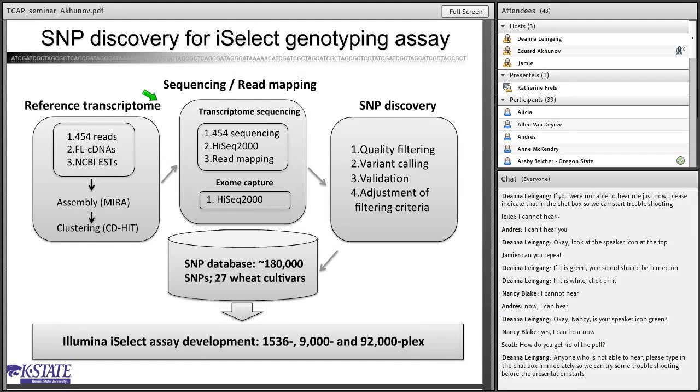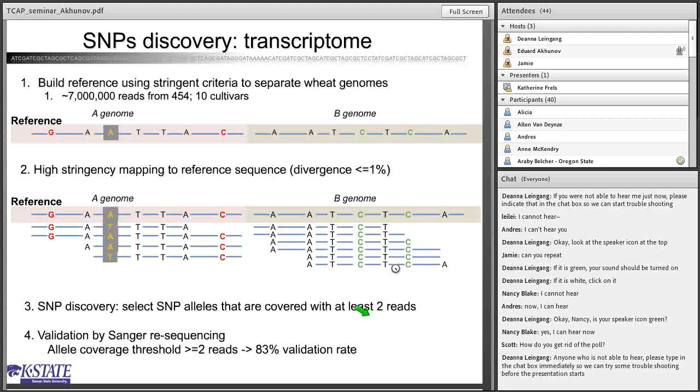So in our experiment, when we finished the SNP discovery step, we ended up with the SNP database of nearly 180,000 SNPs discovered in 27 wheat cultivars, and these are coding SNPs that are found in the expressed portion of the genome. And then this data was used for designing of three Illumina genotyping platforms. And the last development is that we finalized the design of 92,000 SNP genotyping assay that is now being manufactured by the Illumina company.